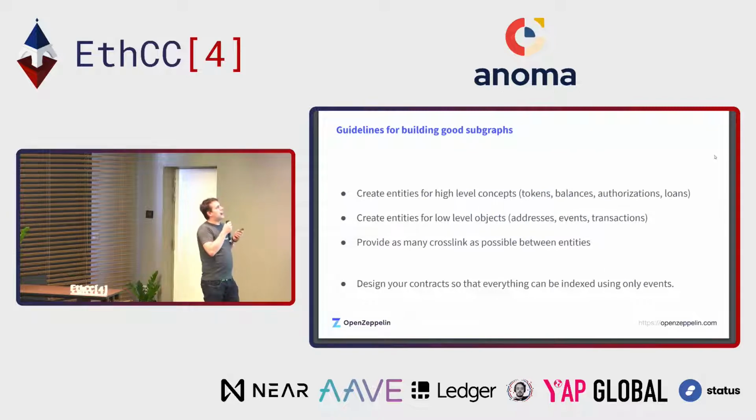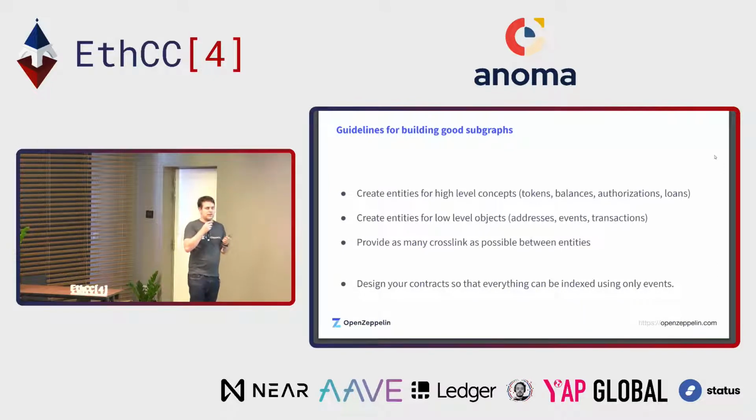So basically, my guideline to build a good subgraph, and this is what you should leave the room with if you are trying to build your own subgraph, is try to have as many high-level entities as possible, like token balances, loans, if you are writing, for example, a subgraph for Maker or a similar financial system, but also have low-level entities like addresses, events, transactions, and try to have as many links between these entities as possible so that you really end up with a dense graph of data that is easily queryable.